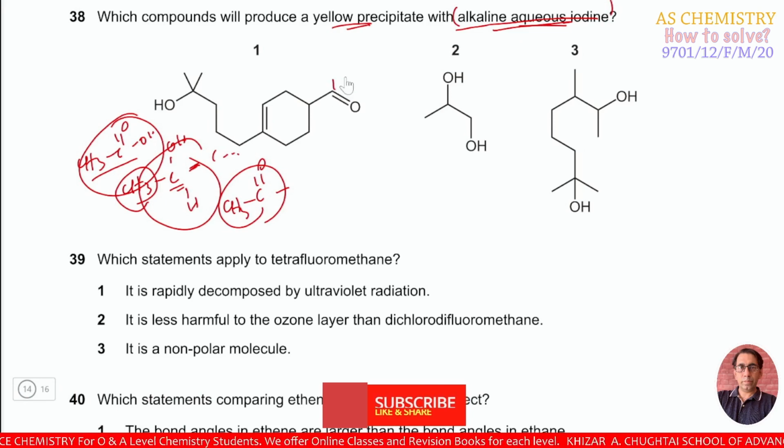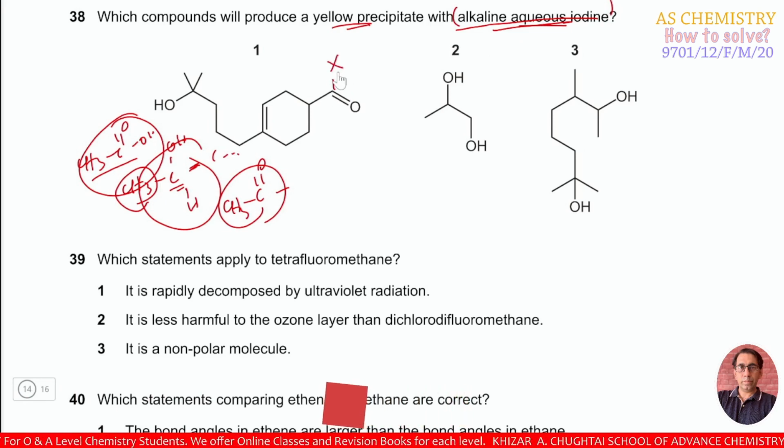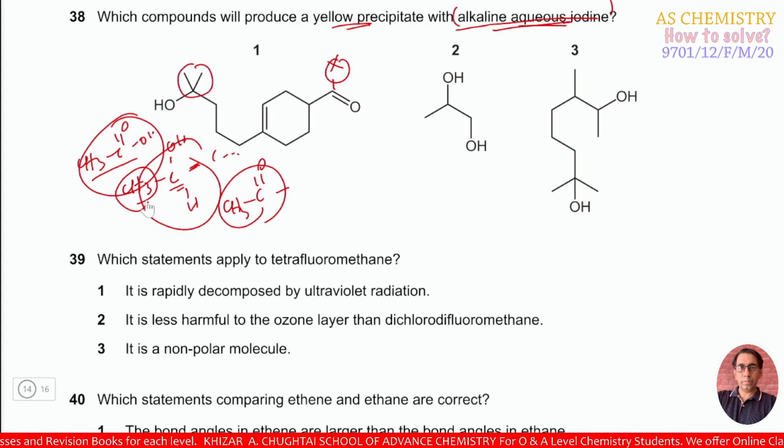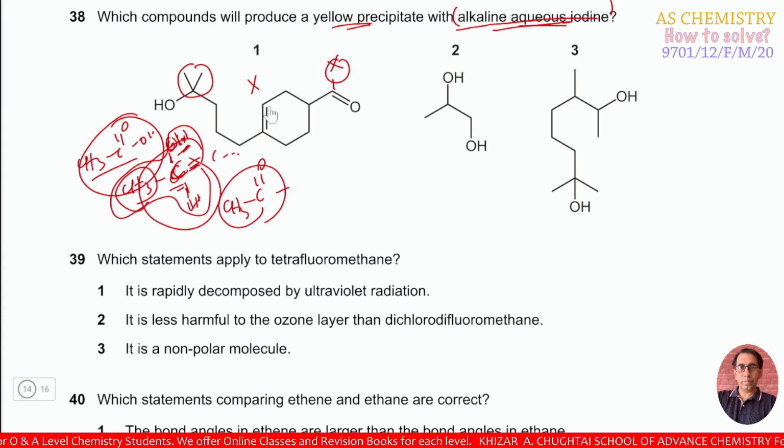Here is a ketone, but this one is not a methyl ketone. There must be a methyl group on one side of the ketone, so it will not react. Again, this one is a tertiary alcohol. I told you there must be one methyl, one hydrogen, and these two types of groups should be there, and this carbon should have the OH group. So this alcohol gives us the positive test. So the first one is not going to give the positive iodoform reaction. I mean, it is not going to make the yellow precipitate.